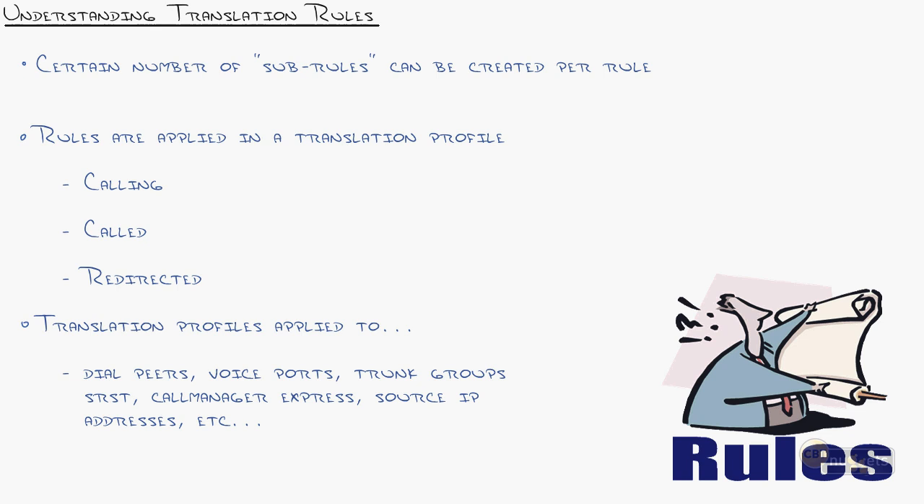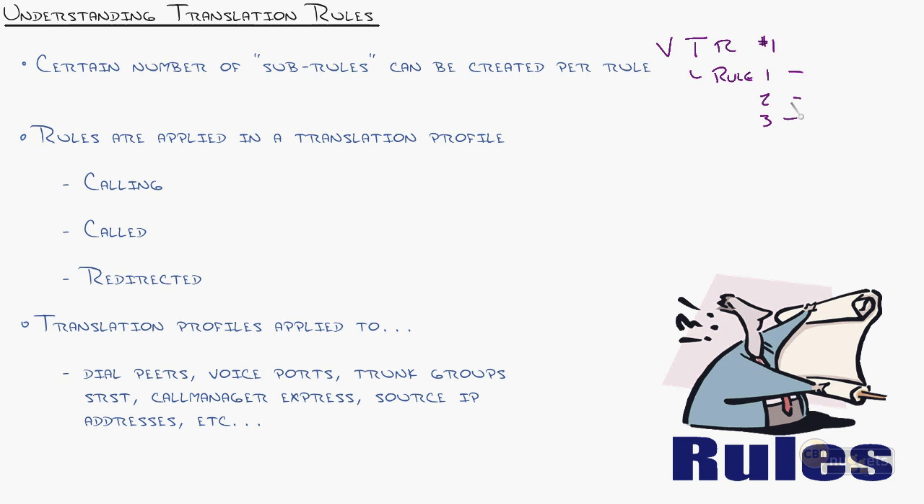When it comes to the rules themselves, you get a certain number of sub-rules that can be created per rule. I didn't know what else to call them. This is what the configuration looks like. We type in global configuration mode. You actually type in voice, translation, rule. Let's do number 1. And then underneath that, you can create rule number 1, and rule 2 and rule 3, and each one of these is the actual act of what you want to do.